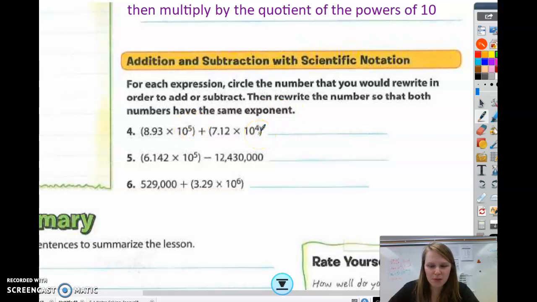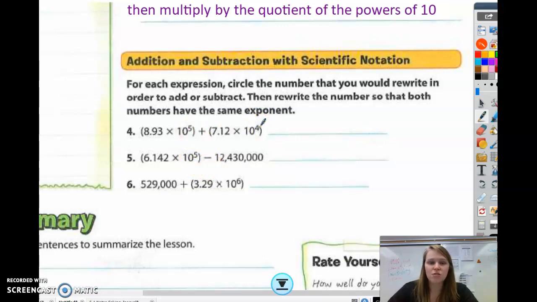Do you remember with multiplying and dividing? When we multiplied numbers like this times this, we would take those exponents and add them together. With dividing, we would take the exponents and subtract. Now, when we are adding or subtracting these numbers, we want those exponents to be the same. That way we don't have to deal with them at all.